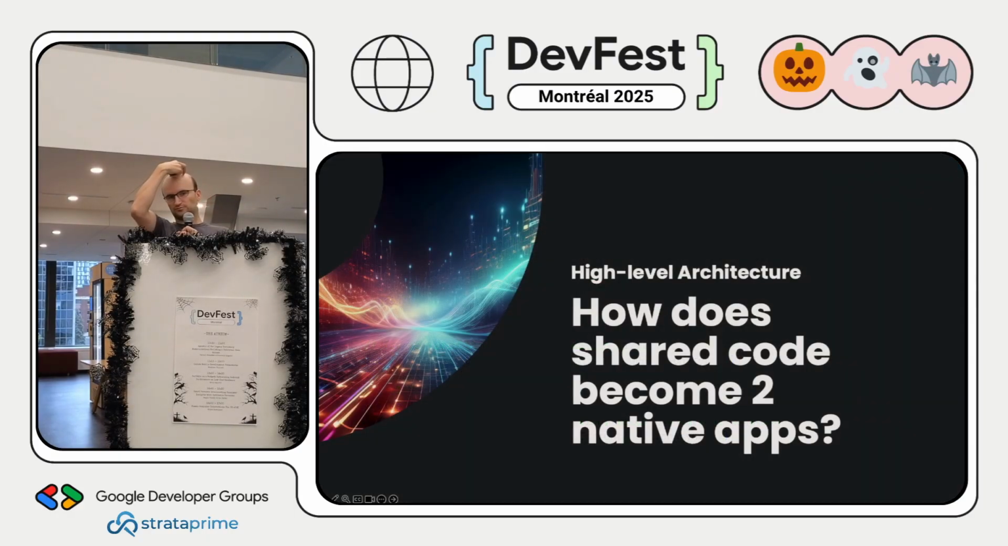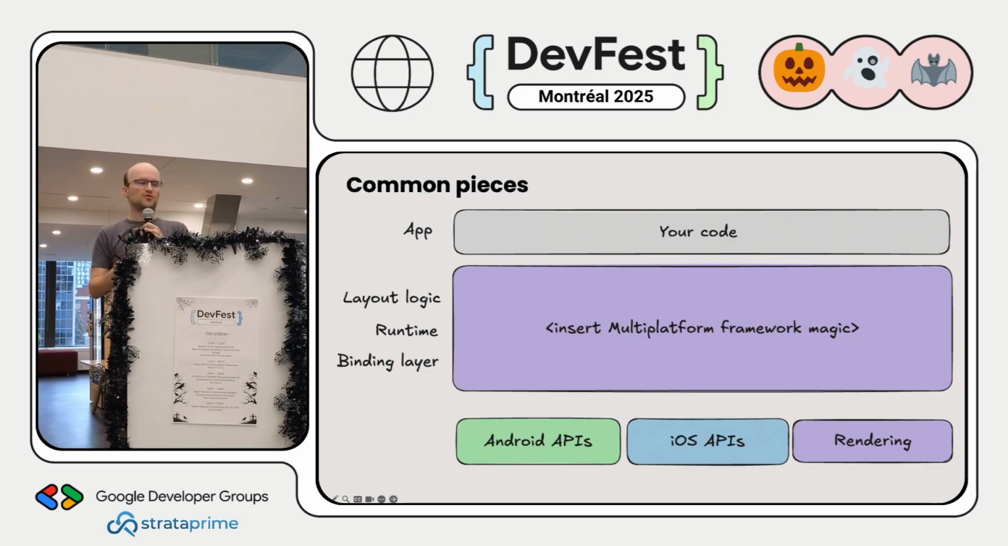So if we look now at how shared code becomes two native apps, and how it differs from one framework to the other. High level, you've got your code. In gray, that's what you as an application developer will write. And in purple, it's the magic coming from the framework.